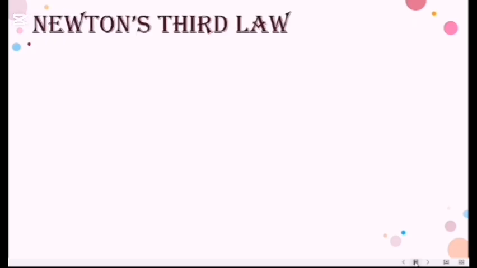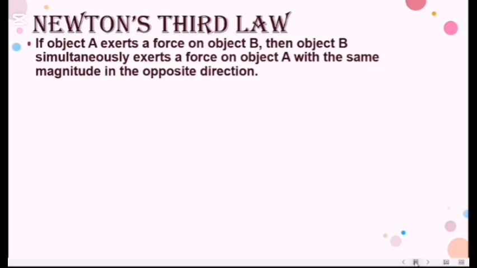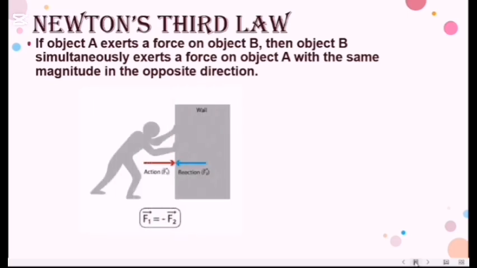So the third law says if object A exerts a force on object B, then object B simultaneously exerts a force on object A with the same magnitude in the opposite direction. What does this mean? This means that if you decide to slap the cheek of your friend, simultaneously the cheek of your friend will slap your hand back. Hence, that's why you will feel pain. Meaning the same force you use to slap the cheek will be used to slap your hand. It's the same force but in a different direction.